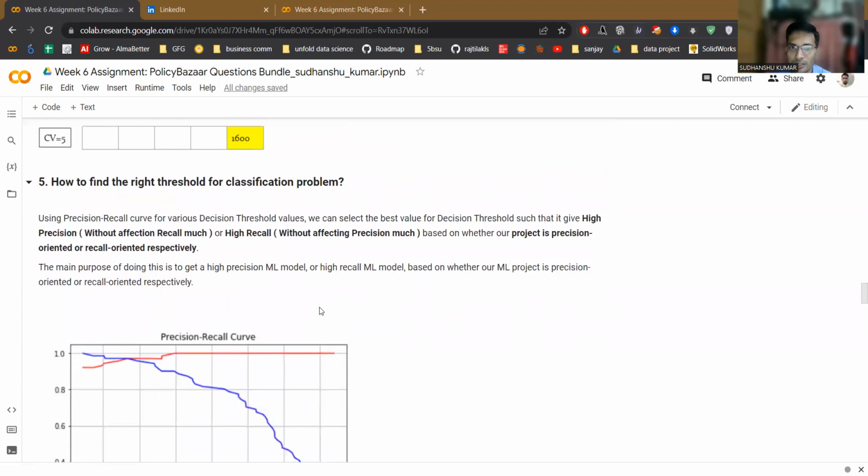How do you find the right threshold for a classification problem? It basically depends upon the business use case. Using the precision recall curve for various decision thresholds, we can select the best value for the decision threshold such that it gives high precision without affecting the recall, or high recall without affecting the precision.